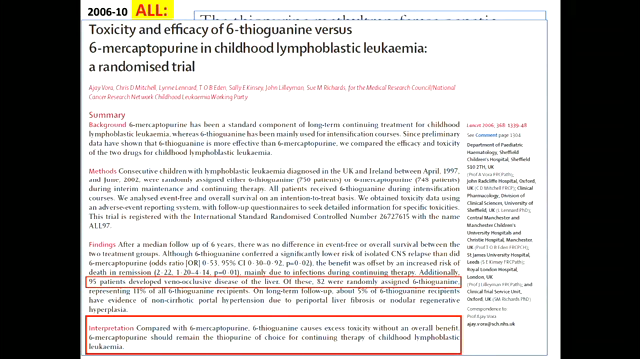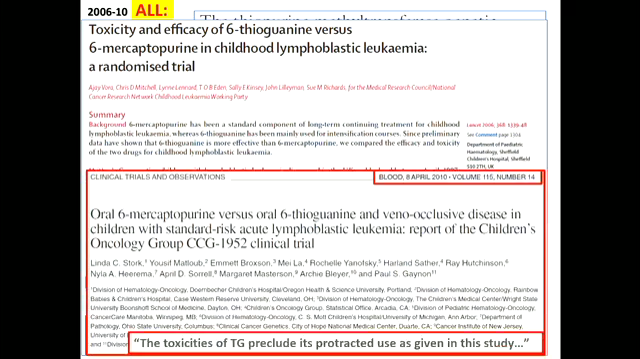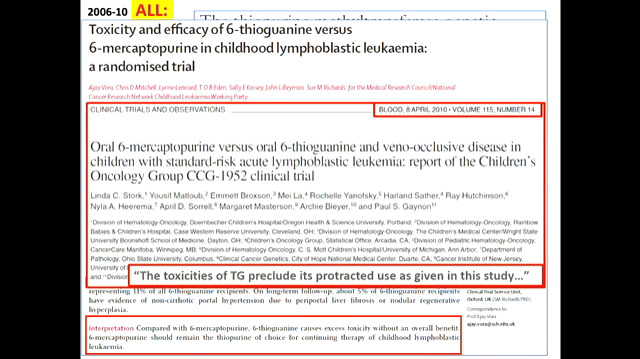Another group, toxicity and efficacy of thioguanine versus mercaptopurine. They found at the bottom here, 95 patients developed veno-occlusive disease of the liver, and 82 of these were assigned to thioguanine, so the majority of thioguanine patients had veno-occlusive disease, and they said that it was nasty, caused excess toxicity. Finally, this influential group in America in 2010 put the nail in the coffin, saying toxicities of thioguanine preclude its protracted use. So basically at that stage people said you shouldn't give it anymore.